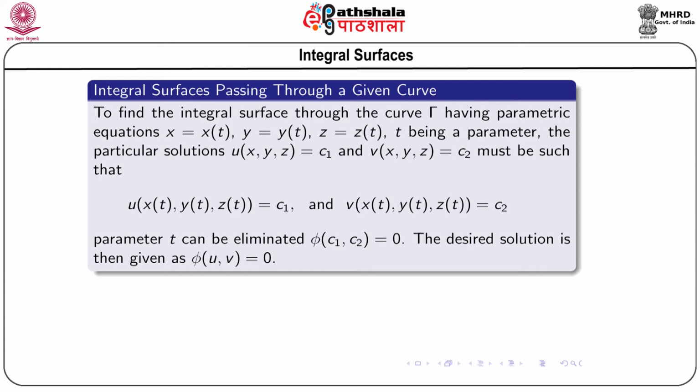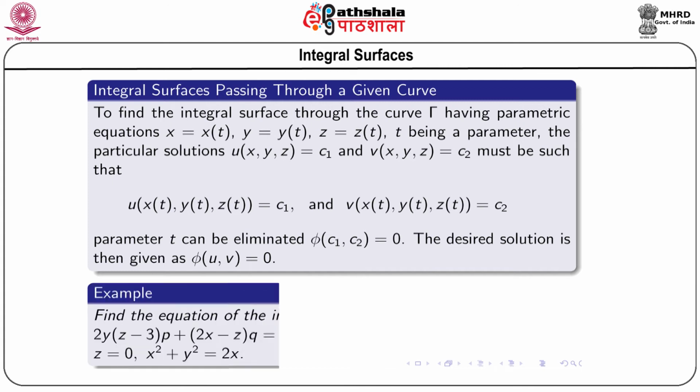So, u equals C1 and v equals C2 are solution of the curve. Therefore, u(x(t), y(t), z(t)) equals C1 and v(x(t), y(t), z(t)) equals C2, where t is the parameter. And from these above two equations one can eliminate t to find a relation of the form phi(C1, C2) equals 0. Therefore, our desired solution or the general solution of the given quasi-linear equation is phi(u, v) equals 0. Now, I shall illustrate this idea taking one example.